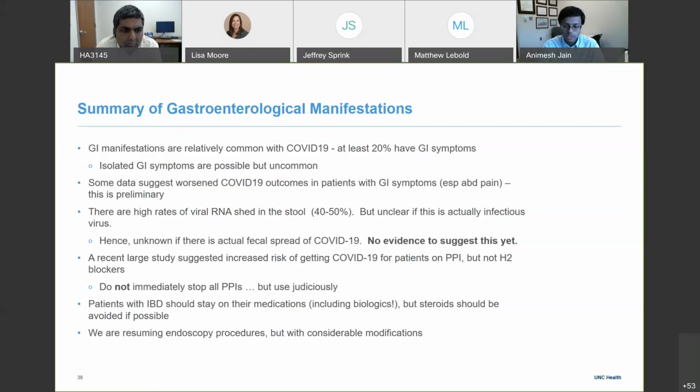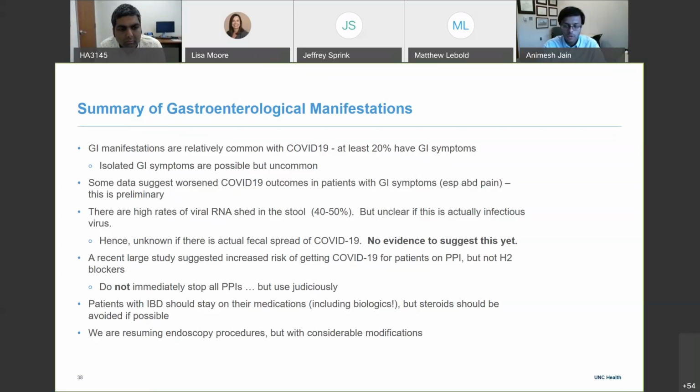I highlighted the recent large study suggesting that PPI use does appear to increase the risk of COVID-19, particularly in a dose-dependent fashion. So I would continue to be judicious about PPI use, but don't stop them reflexively. Patients with inflammatory bowel disease should not be stopping their biologics or other immune suppressing medications. Steroids would be really the most concerning thing for those patients.